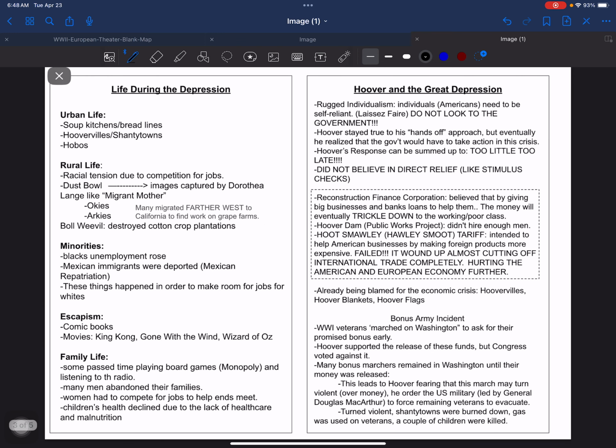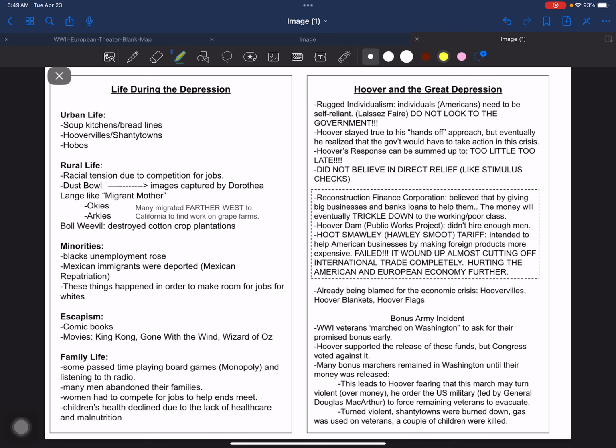So going on to our next slide, you need to understand what life was like during the Great Depression, because it wasn't the same for everybody. People living in the cities, which is an urban area, had a different view on this depression, and they're going to see different parts of this depression from people in rural areas. I apologize for that mistake.